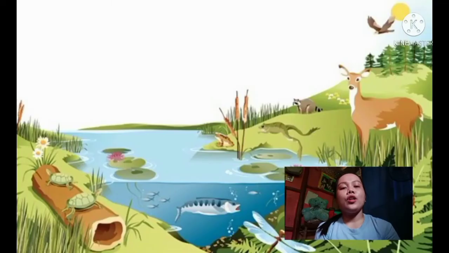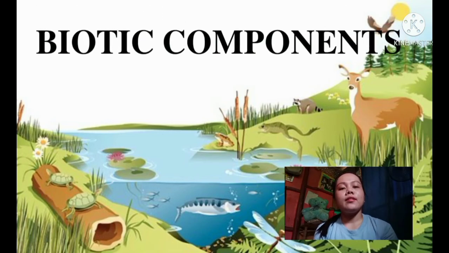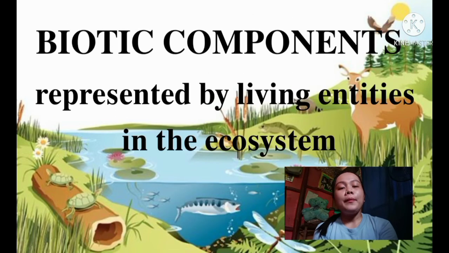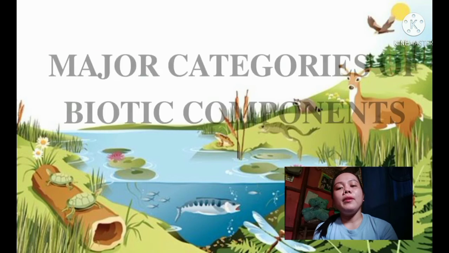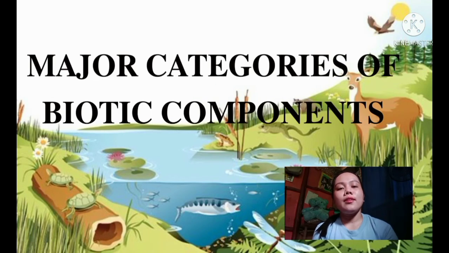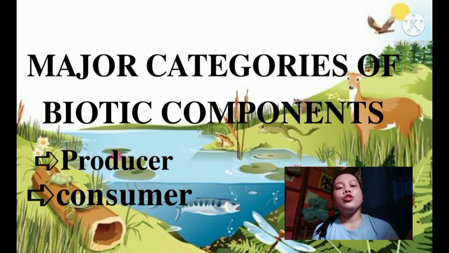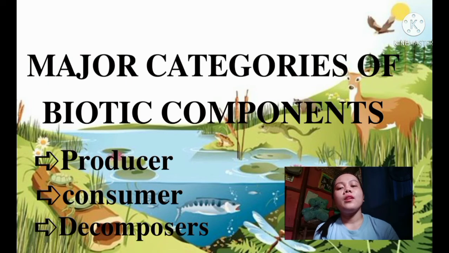So another part of the components of an ecosystem is the biotic components. Biotic components are represented by living entities in the ecosystem, like for example, plants, animals, and microorganisms. So there are three major categories of biotic components. First is producers, consumers, and decomposers.